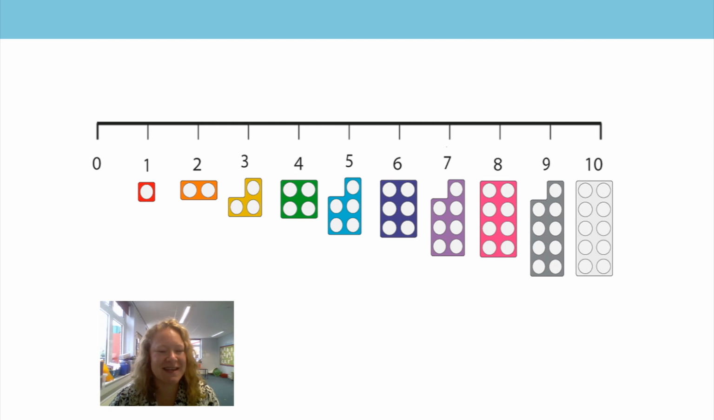Now, I think this is a little bit harder because we don't do this as often. We're going to skip count in 2s, but starting on 1. So we'll end up saying all the odd numbers. Good. Are you ready? 1, 3, 5, 7, 9. Should we go back? 9, 7, 5, 3, 1. Good job, everyone.